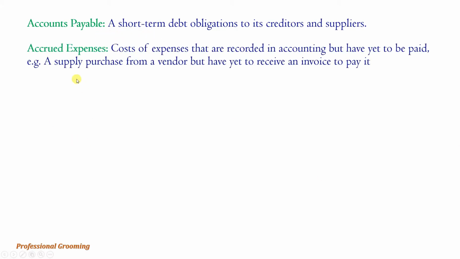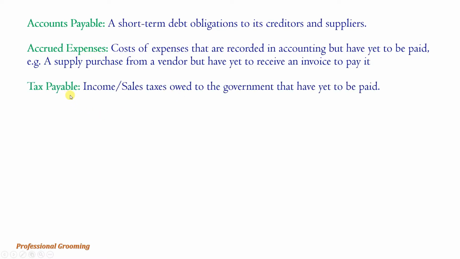Accrued expenses, cost of expenses that are recorded in accounting but have yet to be paid. For example, a supply purchase from a vendor but we have yet to receive an invoice to pay it. The supplier didn't submit the invoice, so we are going to pay him after a few days or after 30 days when he submits an invoice to us. So these are our accrued expenses. Tax payable, like income or sales taxes owed to the government that have yet to be paid. These are also our current liabilities.